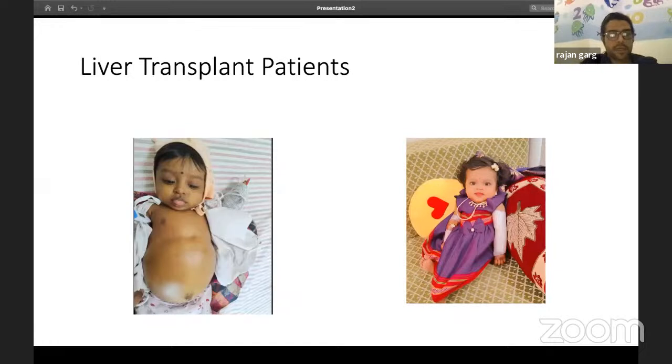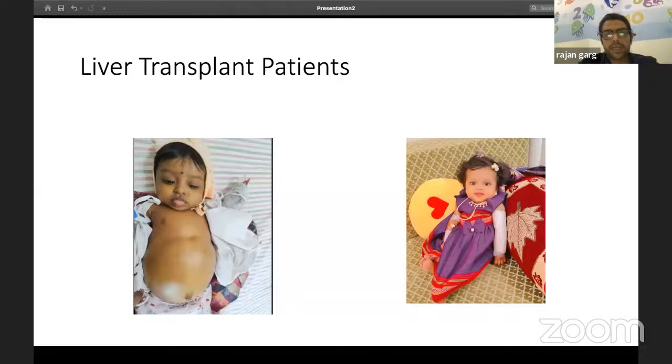Pre-operatively, they're so distended and so icteric, and one feels so much pity for these patients and wants to cure them very fast. And post-operatively, even 5 or 7 days post-transplant, you just question why the patient is in the hospital at all. He doesn't need admission. That is the kind of recovery people get.